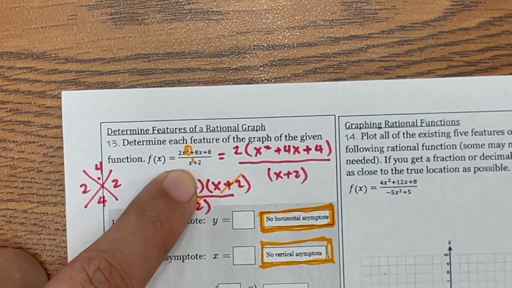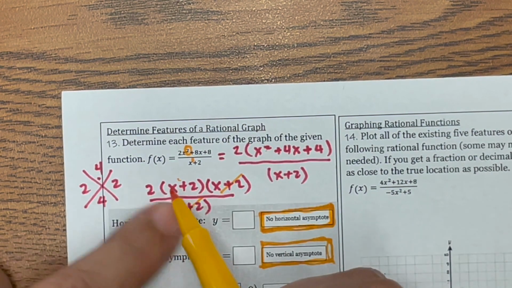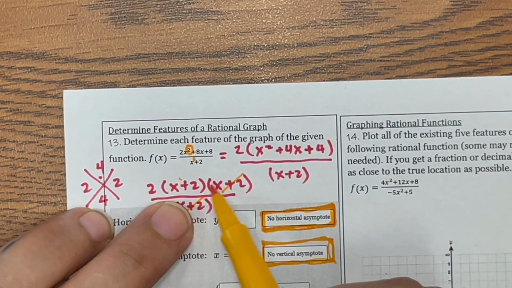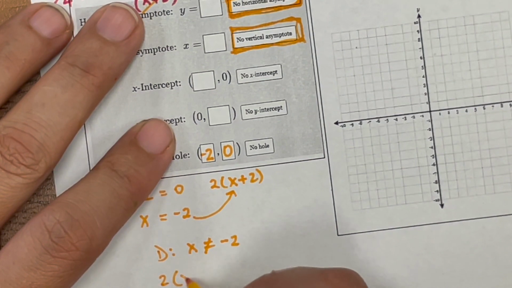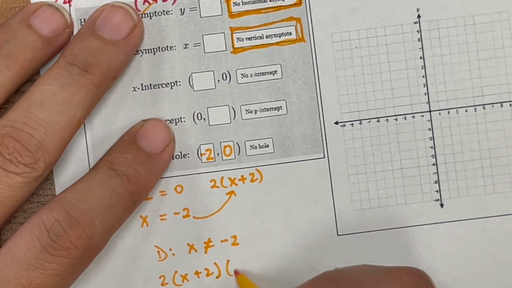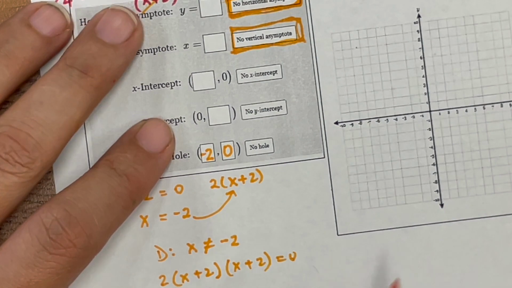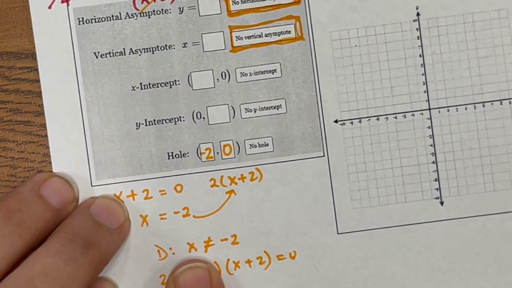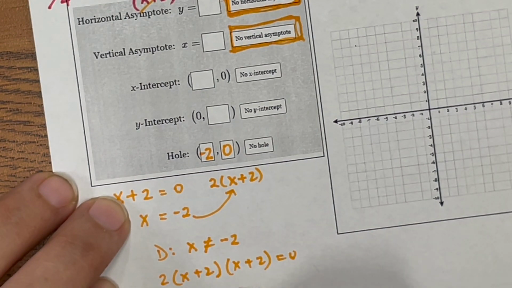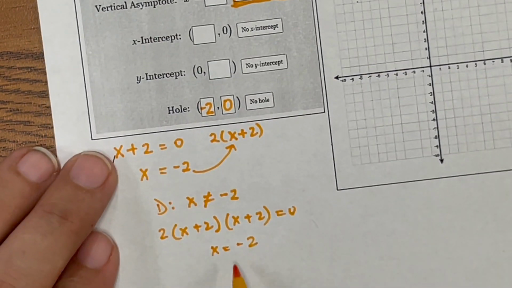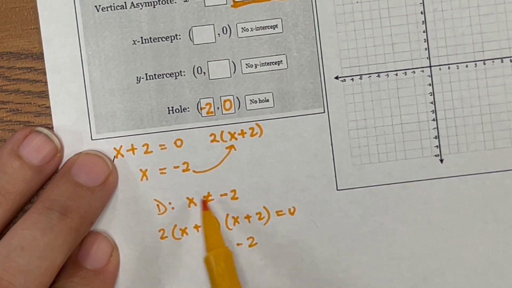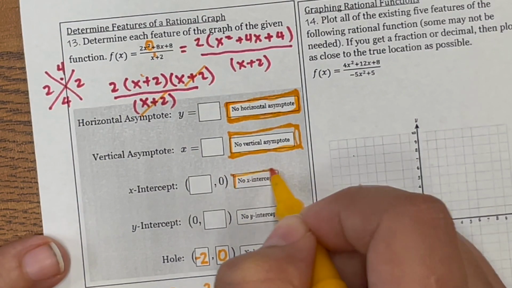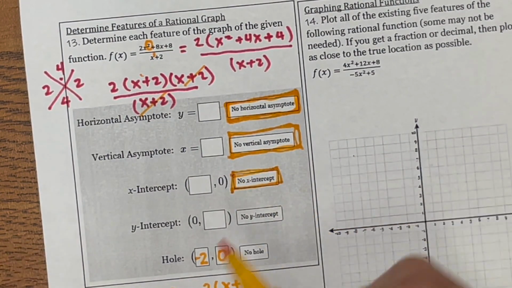So once I know that, I set the numerator, here's the numerator in simplified form, equal to 0. I have this piece right here equal to 0, so that's x equals -2. This piece is equal to 0, so that's x equals -2. But you can see, can x be equal to -2? No, because that's my domain restriction. So there's also no x-intercepts. So here, no x-intercepts.